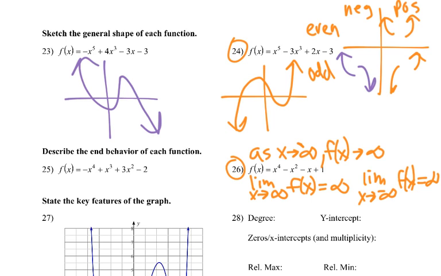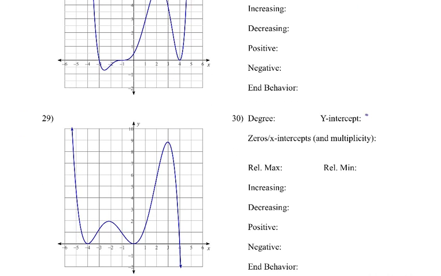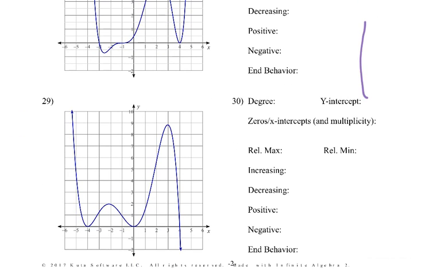Okay, and the last one, negative even, they both go down. So I would say as x approaches negative infinity, as it goes to the left, f of x approaches negative infinity. And as x approaches positive infinity, as it goes to the right, my function f of x goes down, or negative infinity. Okay, and that's dealing with end behavior. Now we've got two problems where we are just talking about their features.